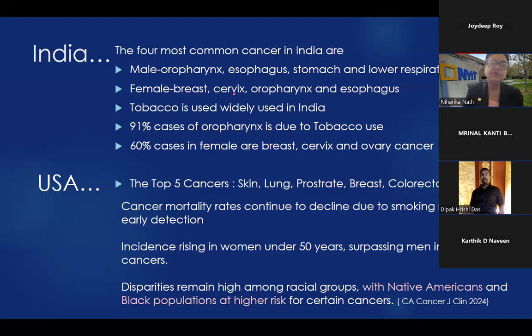For women, it's mostly the breast, cervix, and again oral. Oral is always there for male and female. And so yes, people also put in tobacco. They chew tobacco, they take snuff, they put it in their nose.